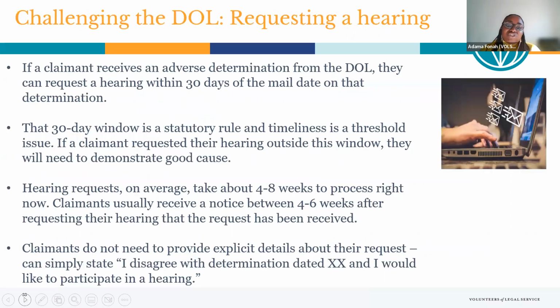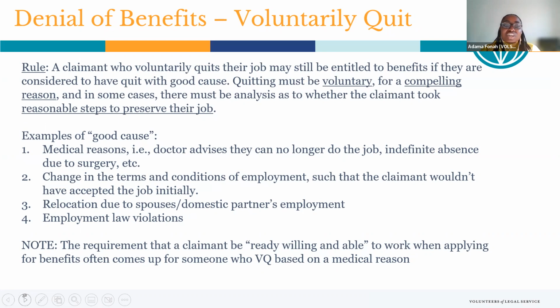Next is a change in terms and conditions. Oh, you can go back to the last slide, thanks. So next is a change in terms and conditions of employment such that the claimant would not have accepted that job initially. So if someone got a job and they were told, for example, that they would be working remotely and it was a permanent remote job, and later on they're told, hey, you're going to have to go in every single day, that's an example of an extreme change in terms and conditions in which that person possibly would not have taken that job initially.